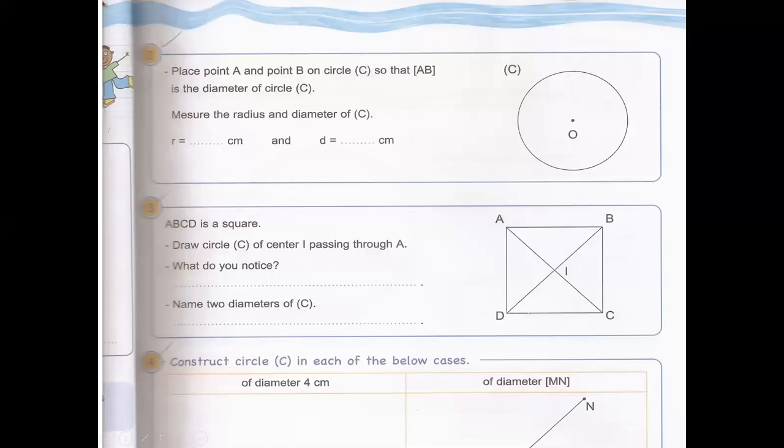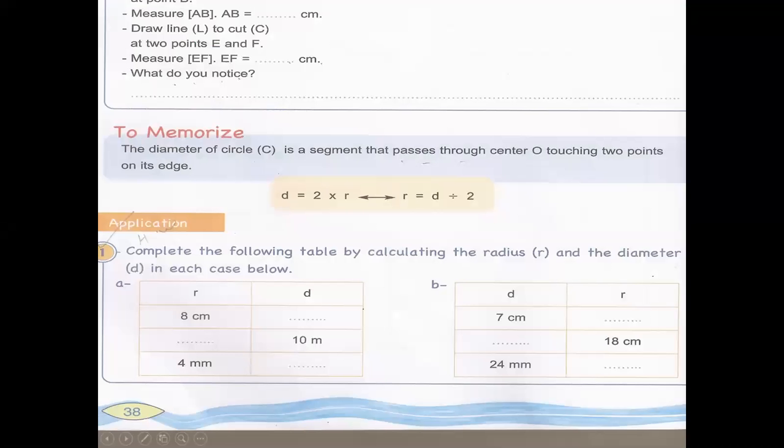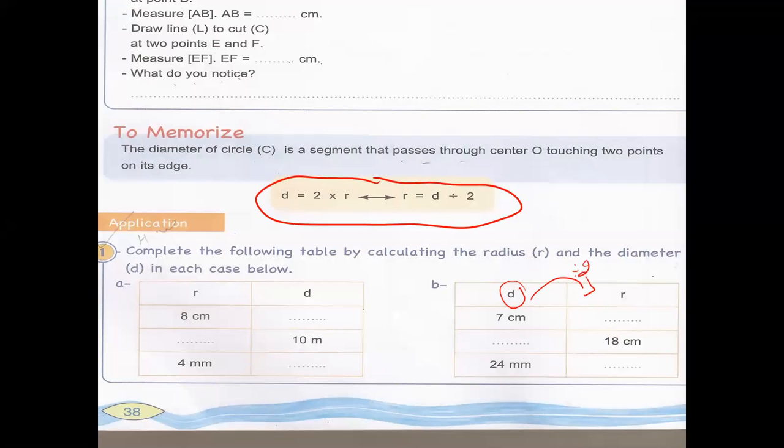Exercise 1, part B. We said yesterday, how do we find the radius and the diameter here? Radius is half of a diameter, and diameter is 2 times the radius. So if the diameter is given, d, we have to divide by 2. Why by 2? Because the diameter cuts the circle in 2 equal parts, so divided by 2.